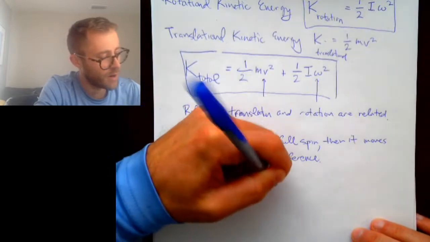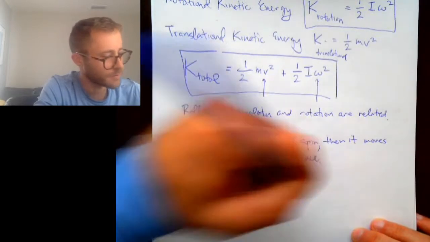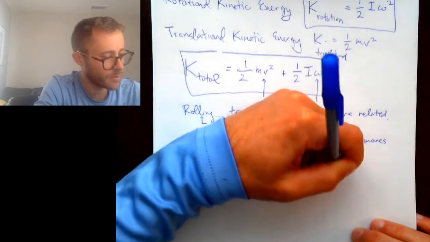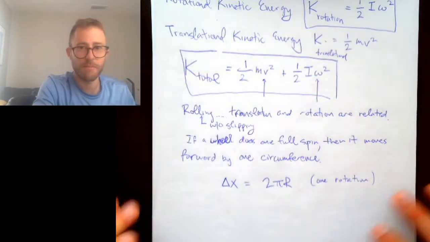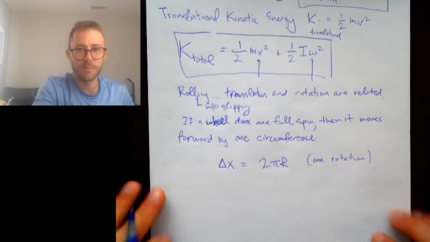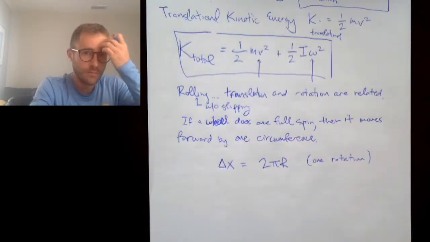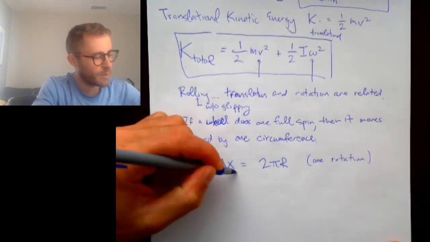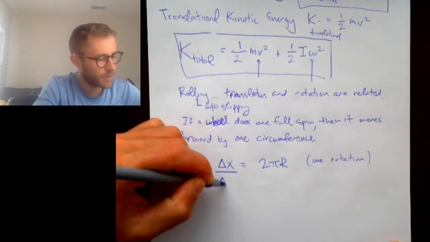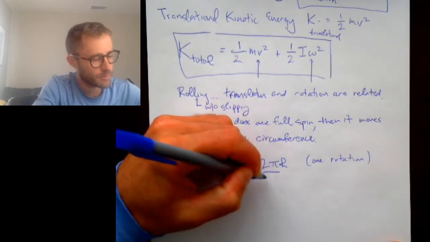Okay, so that means that the delta x for one rotation is going to be 2 pi r for one rotation. Okay. So now I can take this and I can divide it by time elapsed for one full rotation.